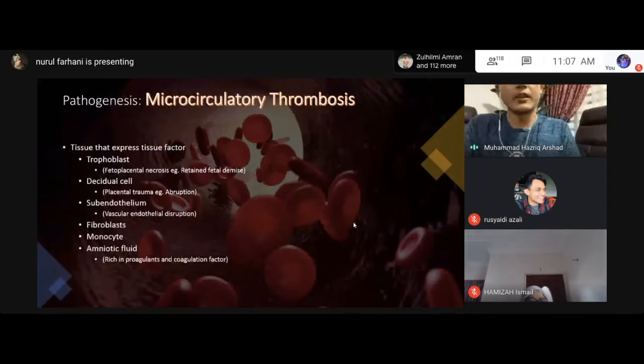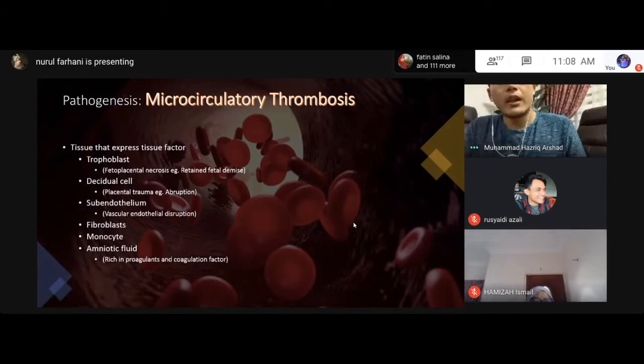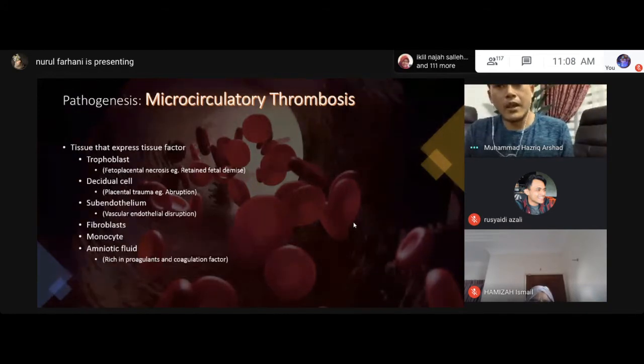Okay, these are the tissues that express tissue factor on their cells. They can be the trophoblast, decidual cells, endothelium, fibroblast, monocyte, and amniotic fluid. I also listed down that we are concerned about how DIC can be caused by multiple pregnancy. So it is due to fetal placental necrosis and because there is retained fetal demise. Okay, I will come back to that later.